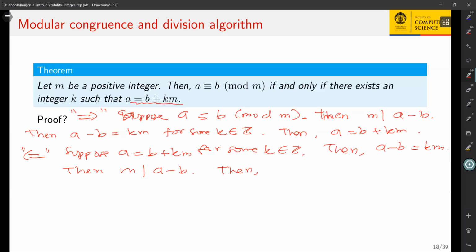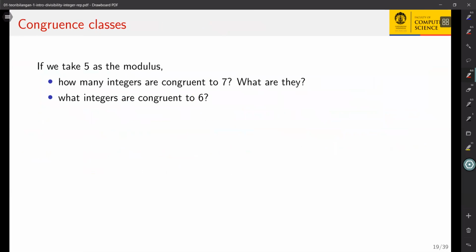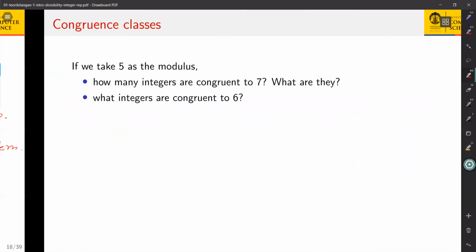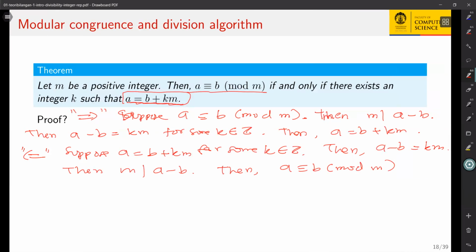Then that means A is congruent to B modulo M. So if you have this congruence, then you could write A into something like this. Similarly for B, same thing. Now, with that, we have established the relationship between the definition of congruence and the arithmetical expression.